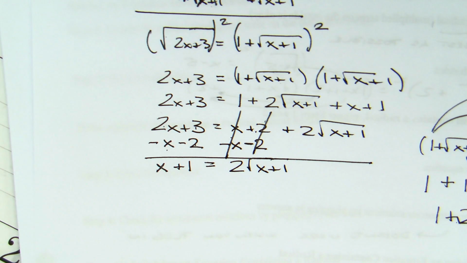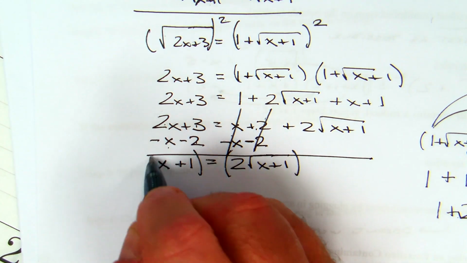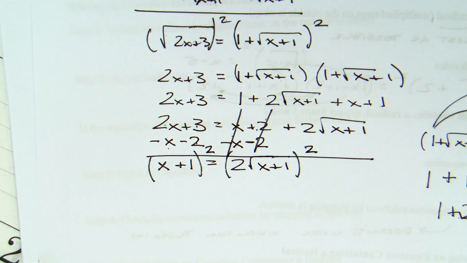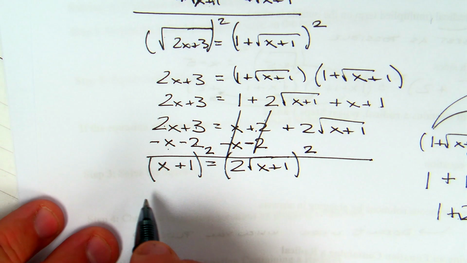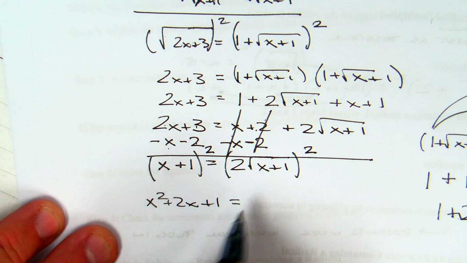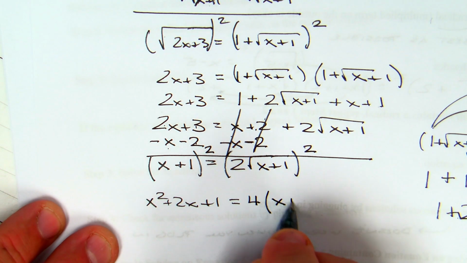Now have I isolated the radical all by itself? Now I'm going to square both sides again. So that's what it means by you may have to repeat those steps. When I do on the left-hand side, I'm going to have x squared plus 2x plus 1. On the right-hand side, I'm going to have 4 times x plus 1.